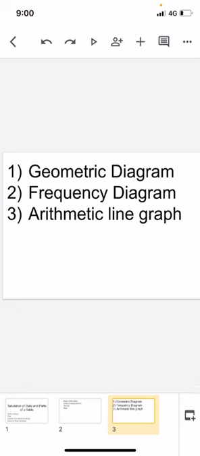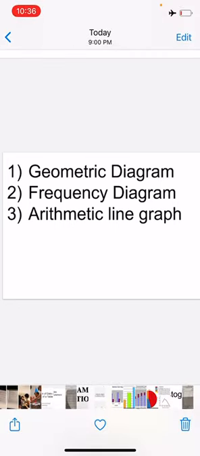There are various kinds of diagrams, but the most used are geometric diagram, frequency diagram, and arithmetic line diagram. Now, what is a geometric diagram? Bar diagrams and pie diagrams come under the category of geometric diagrams.